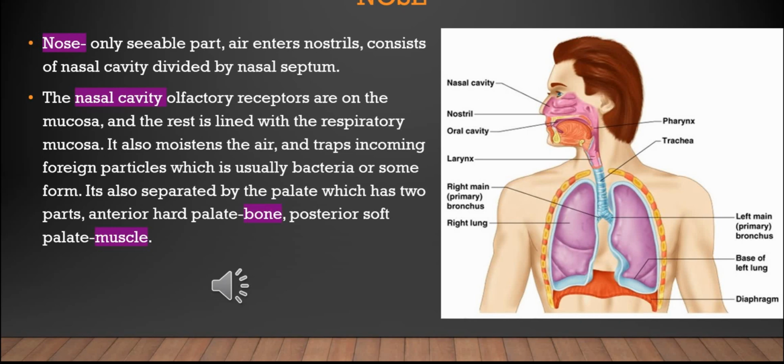The nasal cavity olfactory receptors are on the mucosa, and the rest is lined with the respiratory mucosa. It also moistens the air and traps incoming foreign particles, which is usually bacteria or some form of it. It is also separated from the mouth by the palate, which has two parts: the anterior hard palate, which is just bone, and the posterior soft palate, which is muscle.